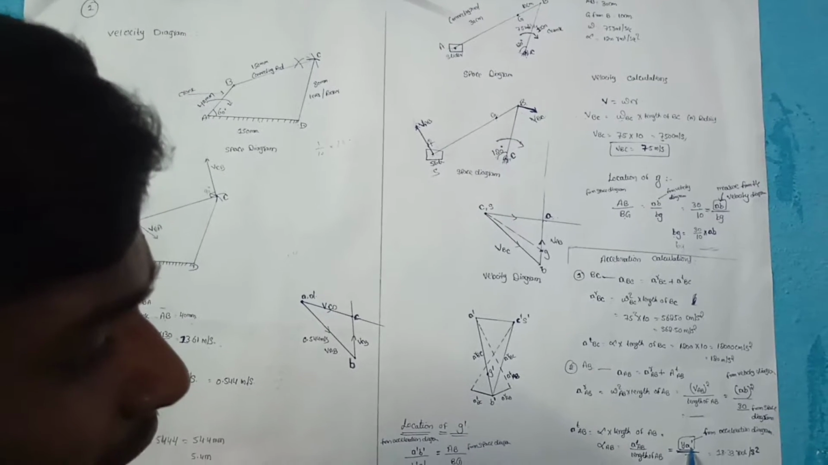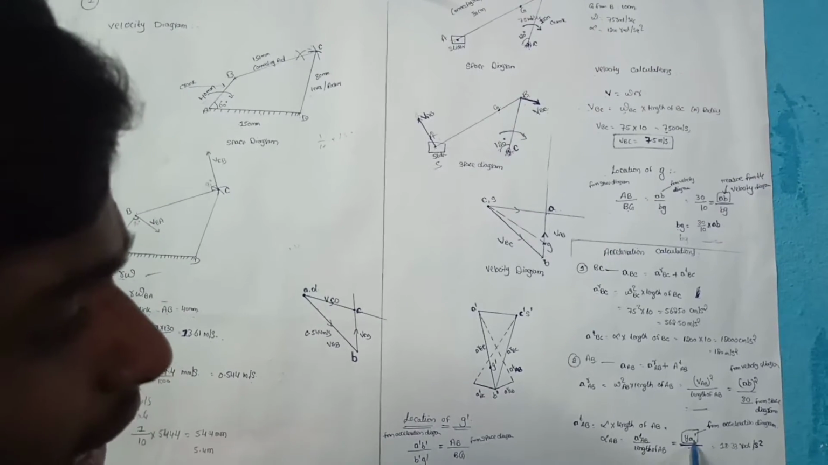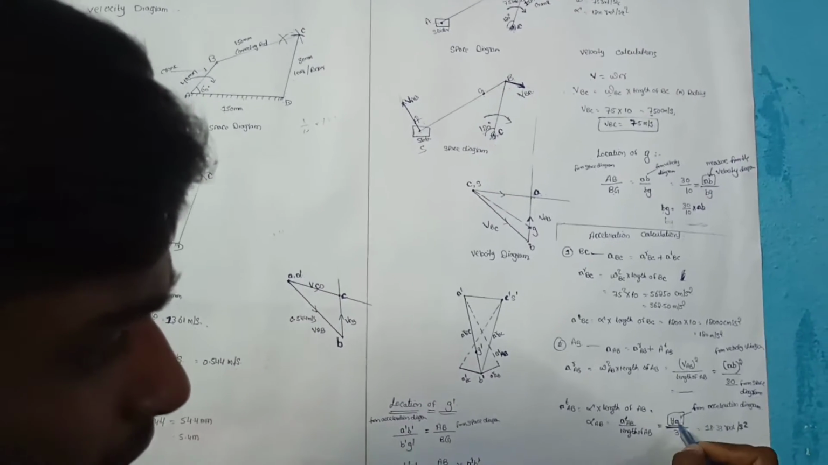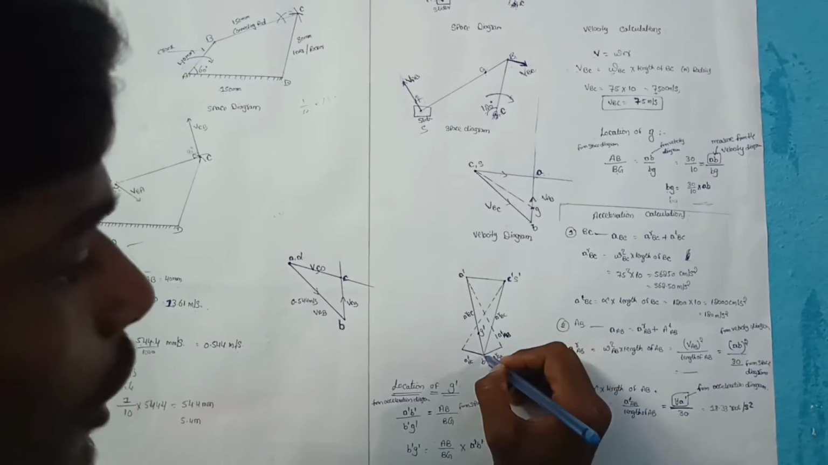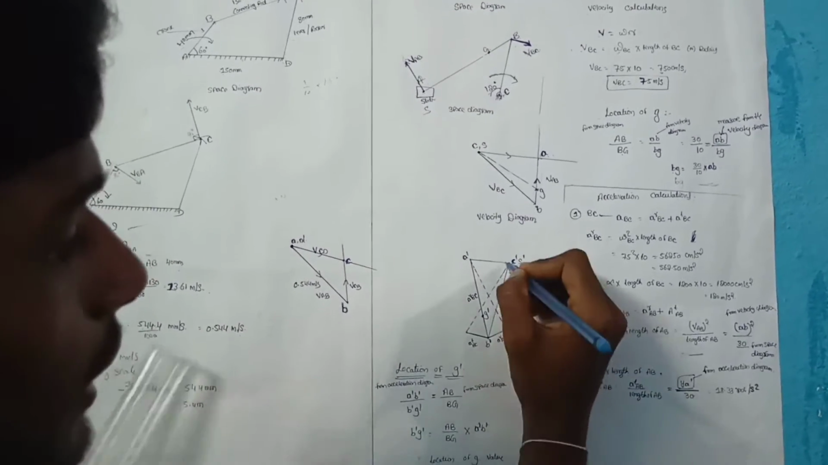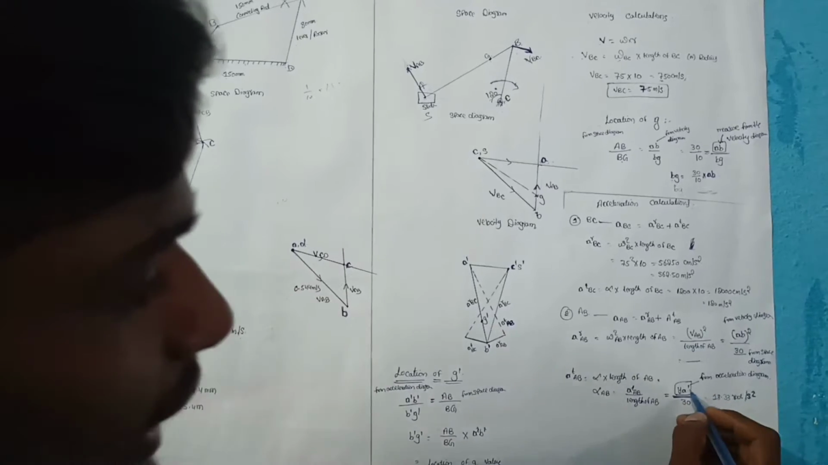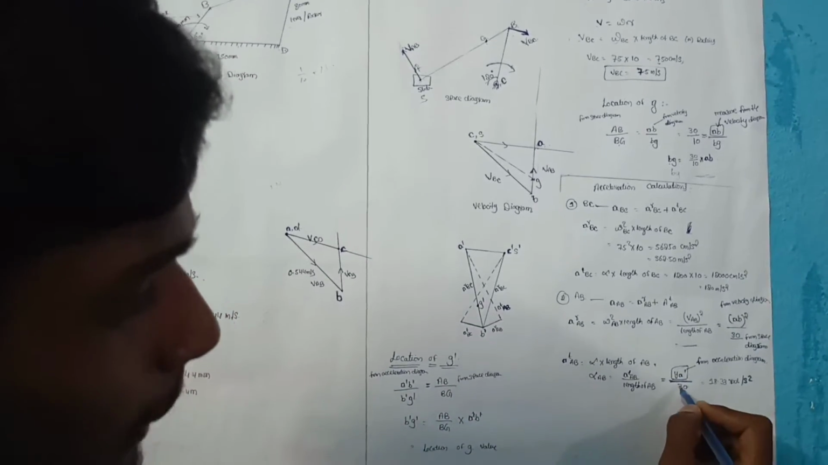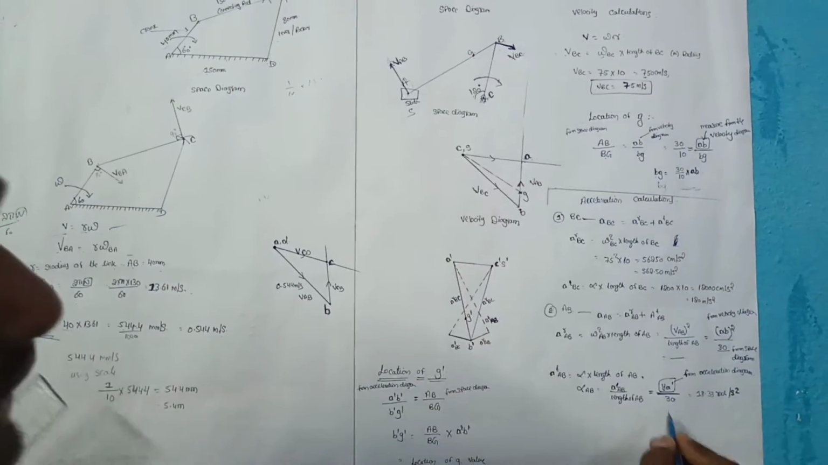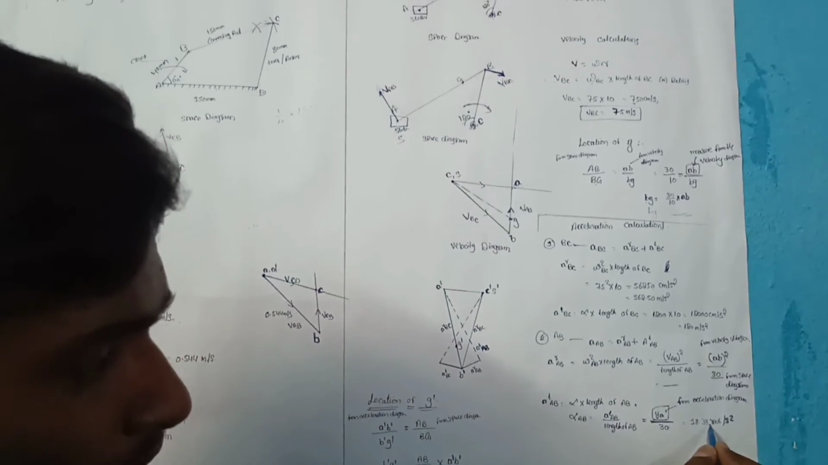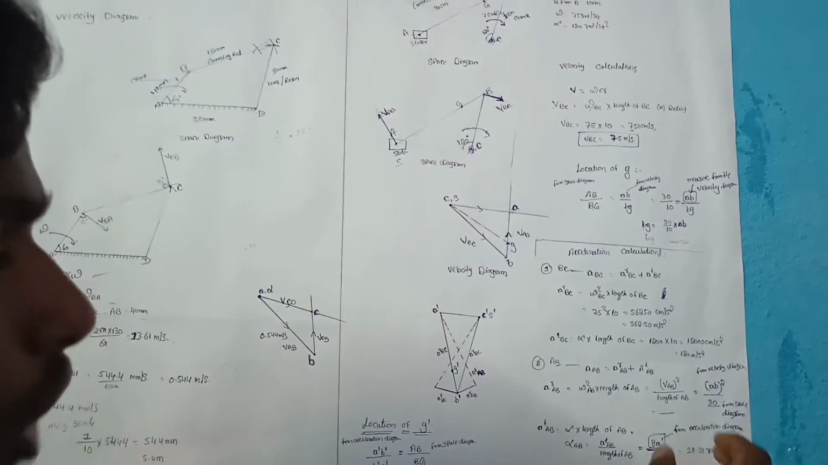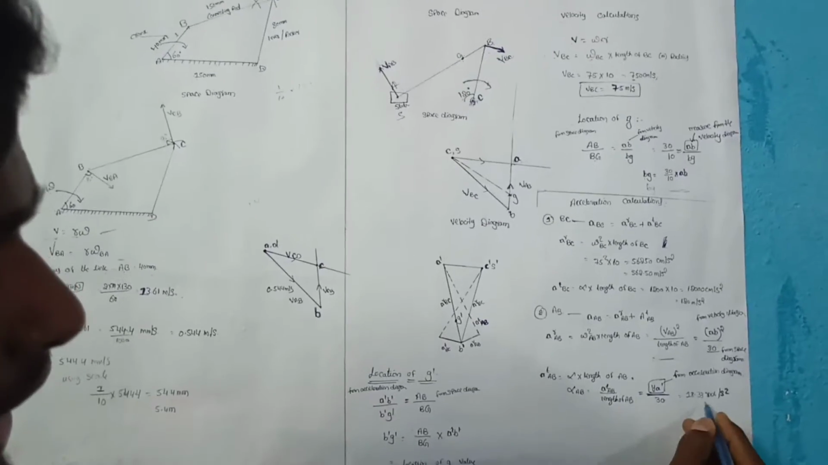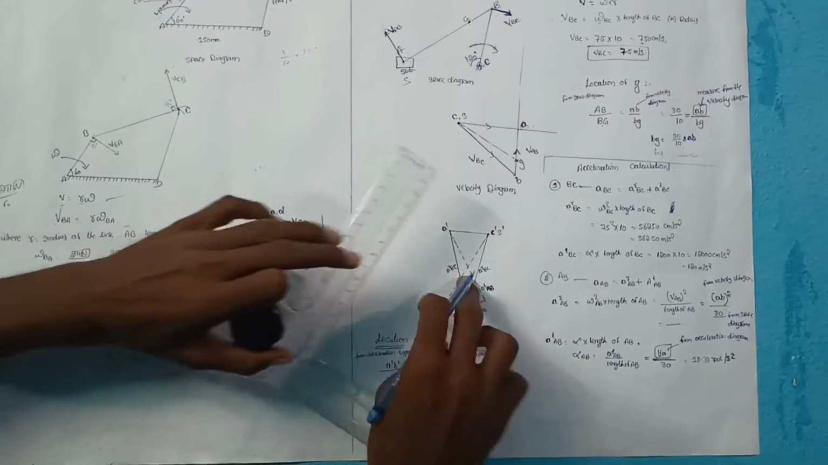We want to find it by these formulas. Alpha is Y A dash by 30. Y A dash means what? It is coming from the acceleration diagram. We want to measure this length. After measuring this length, we can add here, that length by 30, since the length of AB is 30. Then we get 18.33 radians per second square. According to that, we want to take a scale here. Next, we want to draw the diagram here.